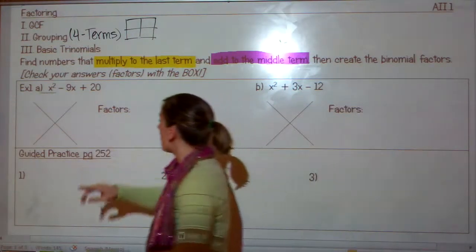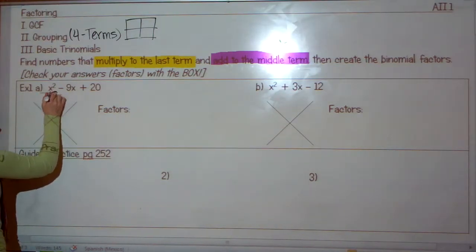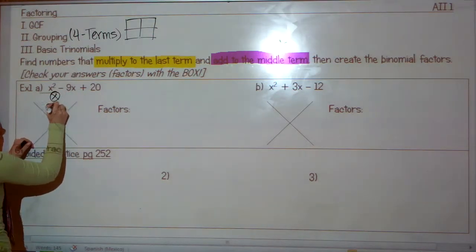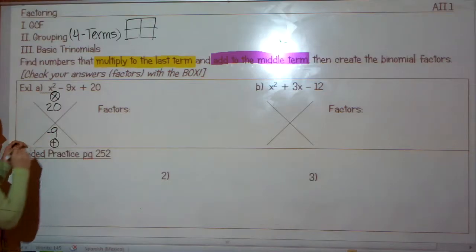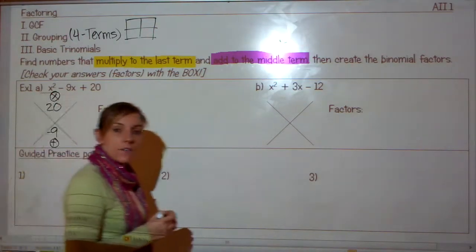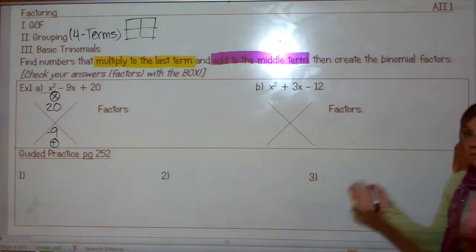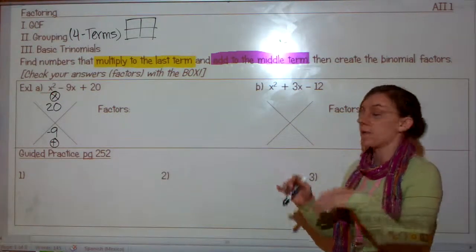So when you look at this problem, that means that we want to multiply, and I use a little X to organize it, multiply to the last term, which is 20, and add to the middle term, which is -9. I use this X just to keep myself organized. So then you think of your numbers. That's the one thing that you have to do for yourself, that you've got to sit and think of your factors. That's why we do factor pairs so much.